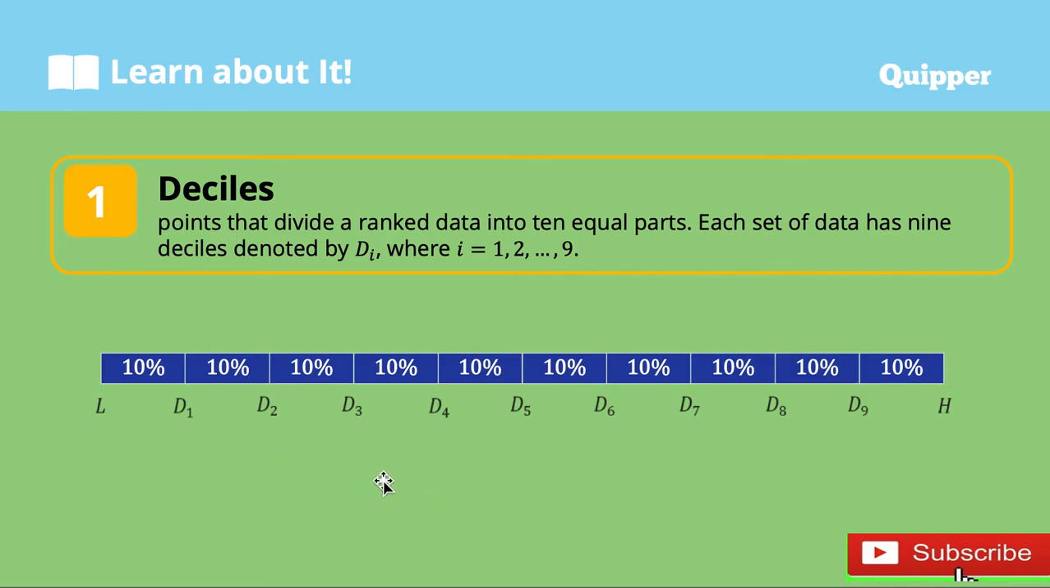This illustration shows the position of the 9 deciles in a ranked data. Take note, we need to arrange first the data into ascending order. L here is the lowest value and H is the highest value. Each part has 10% since we divided the data into 10 equal parts. So each part has 10%, a total of 100%. These are the 9 deciles, the position of the 9 deciles.